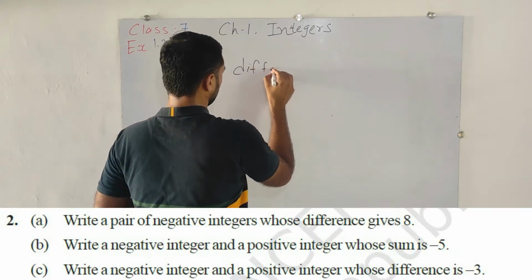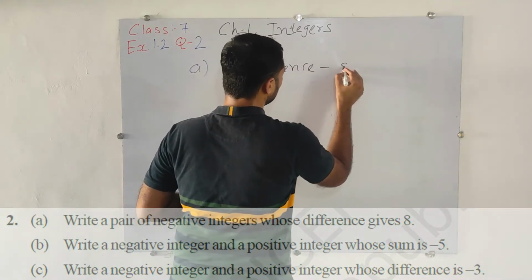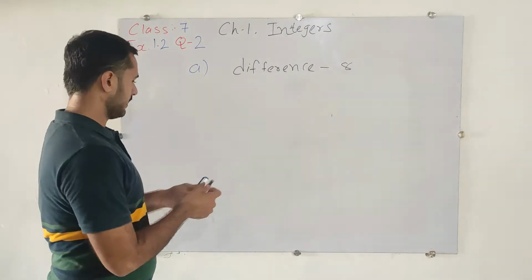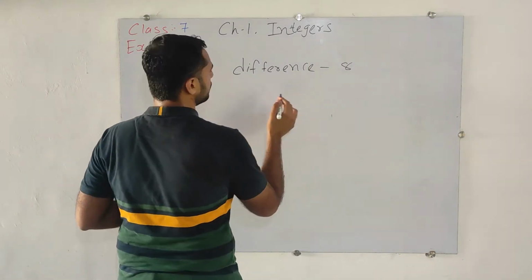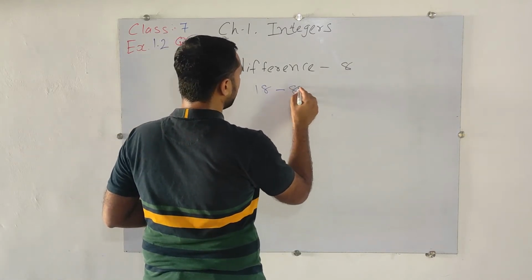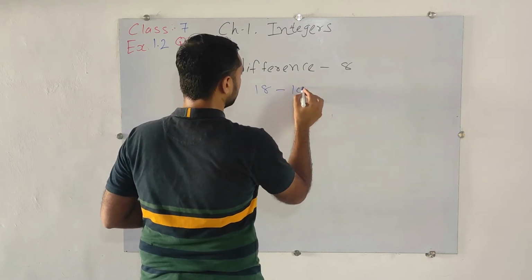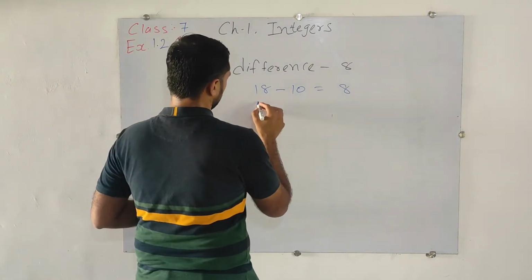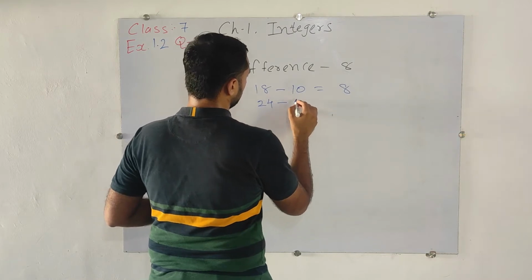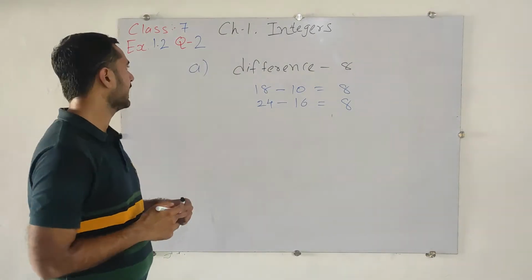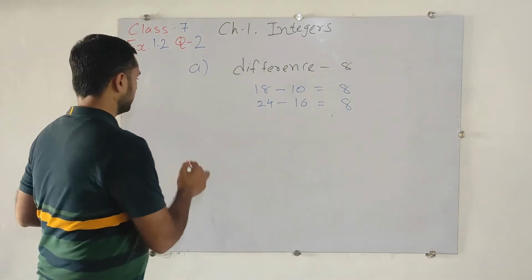Difference would be 8. Now we have to choose any two integers. So simply I can say, if I choose 18 minus 10, that will be 8. One more example I can say, 24 minus 16, that's again 8. Okay, so this is how we can do that. This is A.